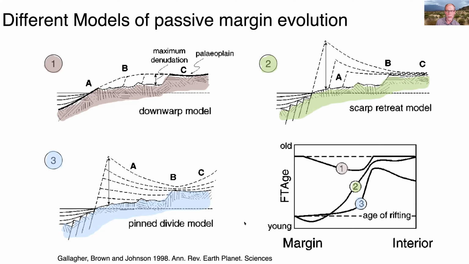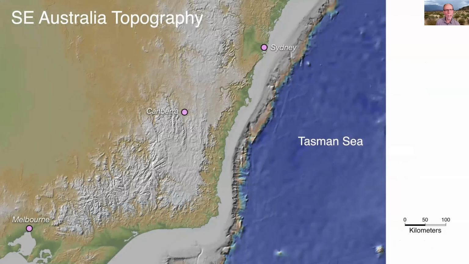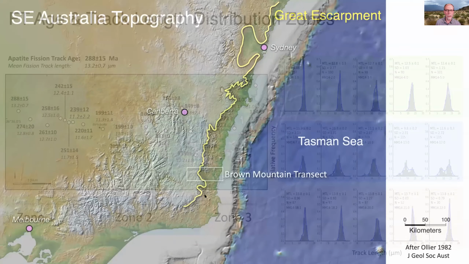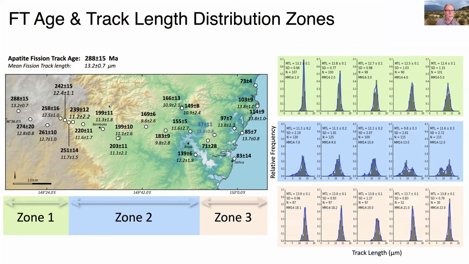If we look at the whole region of southeastern Australia, we see the topography of the uplifted plateau surface separated by the escarpment here, part of the Great Escarpment identified by Clifolia in the early 60s, and the broad coastal plain. Looking at this Brown Mountain Transect in a little more detail, this is the study done by Malcolm McMillan for his master's thesis a few years ago.